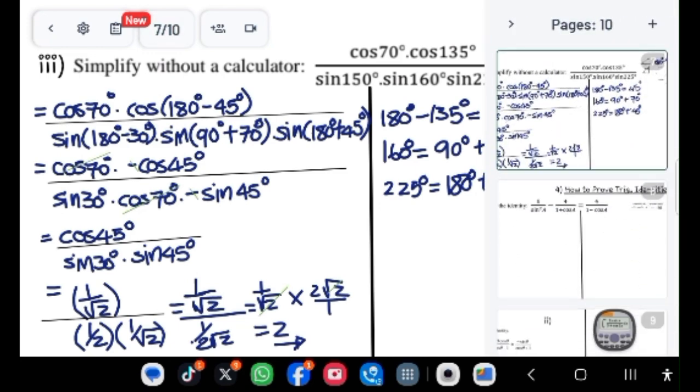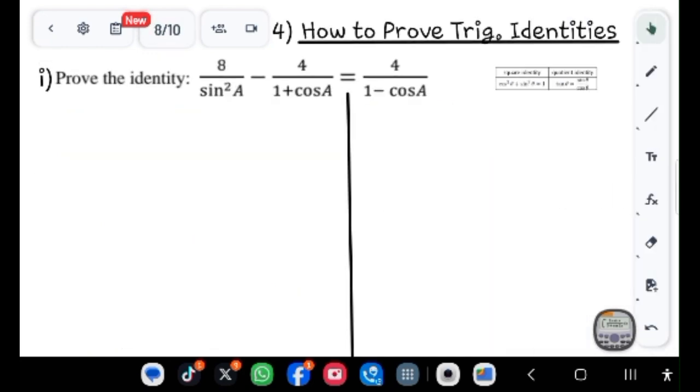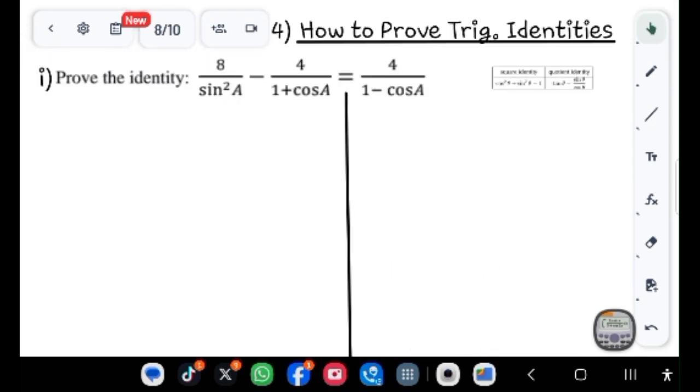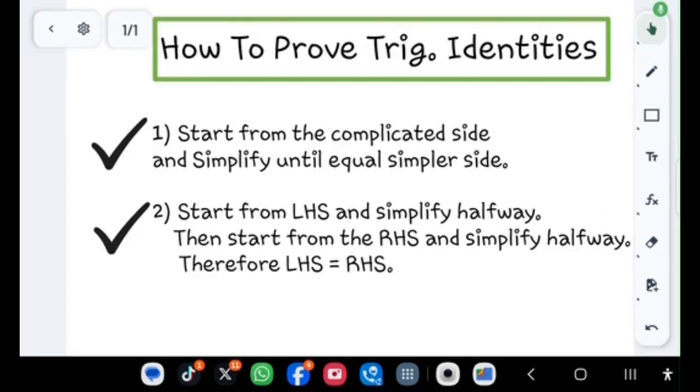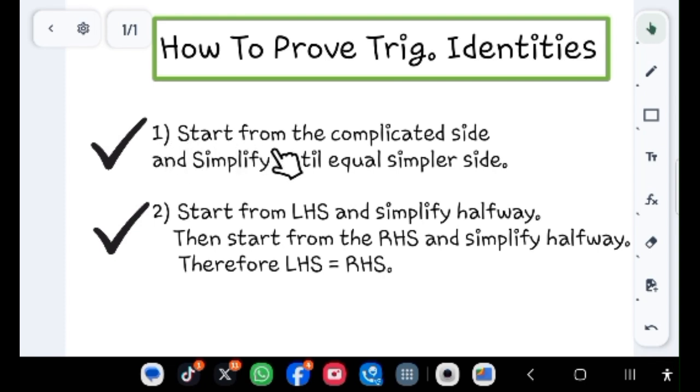Next question, we're going to look at how to prove trigonometric identities. Now here is a simple way. Some tips on how to prove trigonometric identities. Number 1, you start from the complicated side and simplify until you reach the simpler side. It could be the left-hand side, it could be the right-hand side that's complicated. You start with that and then simplify until you get to the simpler side. Number 2, you start from the left-hand side and simplify halfway, then start from the right-hand side and simplify halfway. The two will then meet.